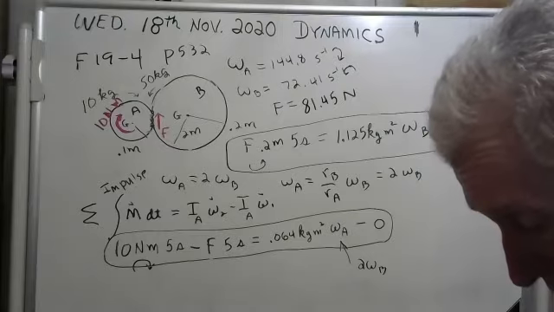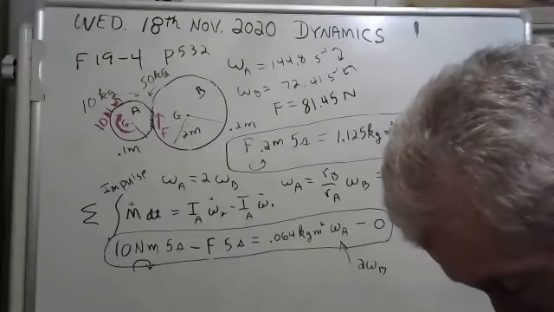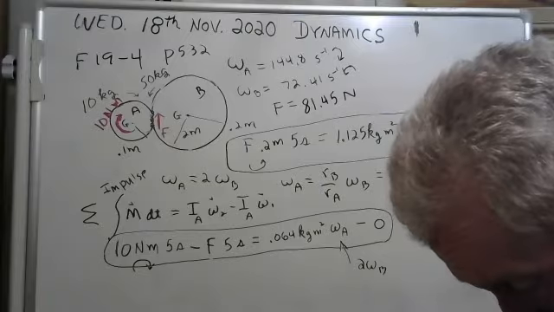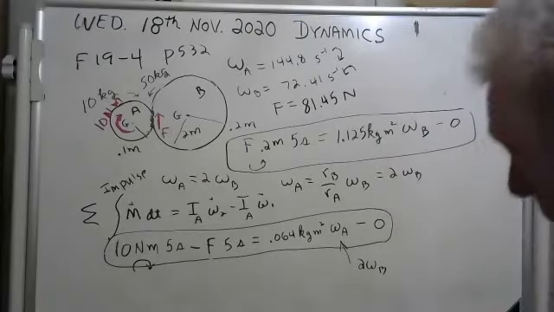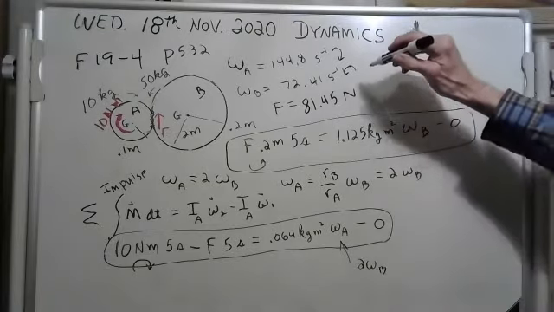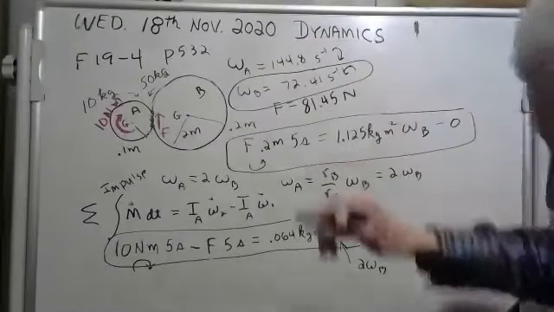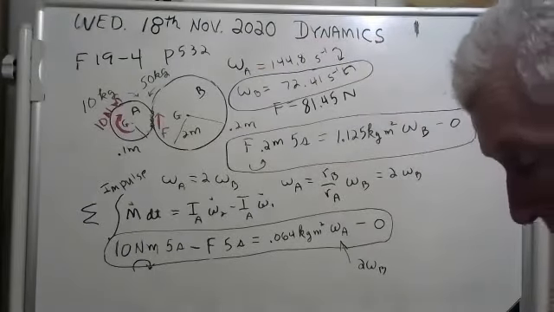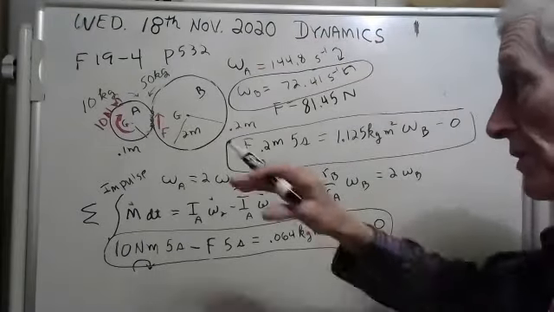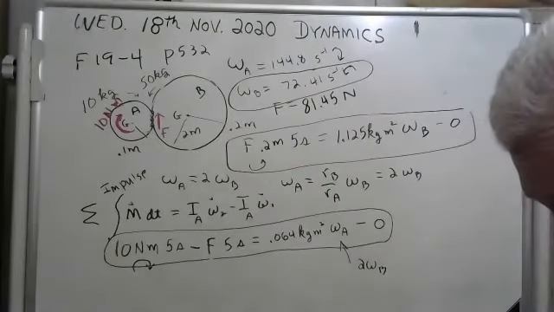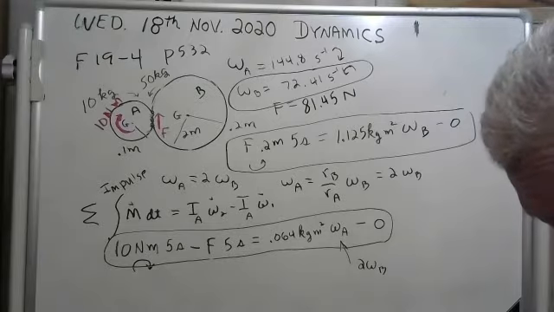Now, what did they want us to solve? Let me read this. Determine the angular velocity of gear B. Here's what they wanted right here. This is the answer. Now look in the back of the book and let's see how we did. This was fundamental problem 19.4. And so we're going to go back here and look it up.